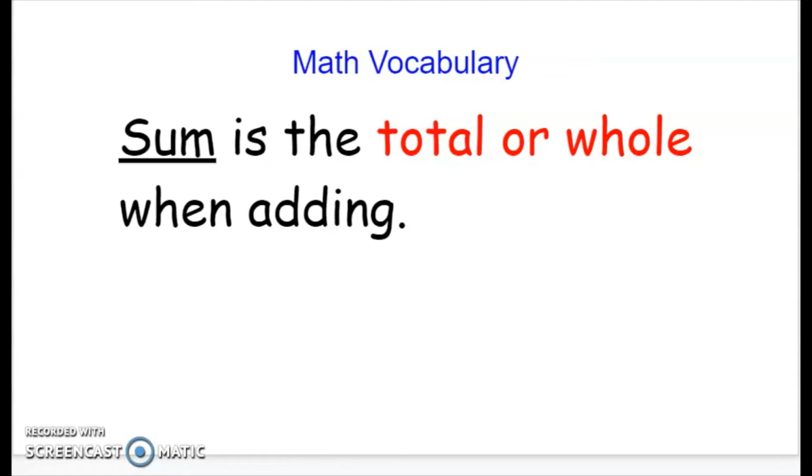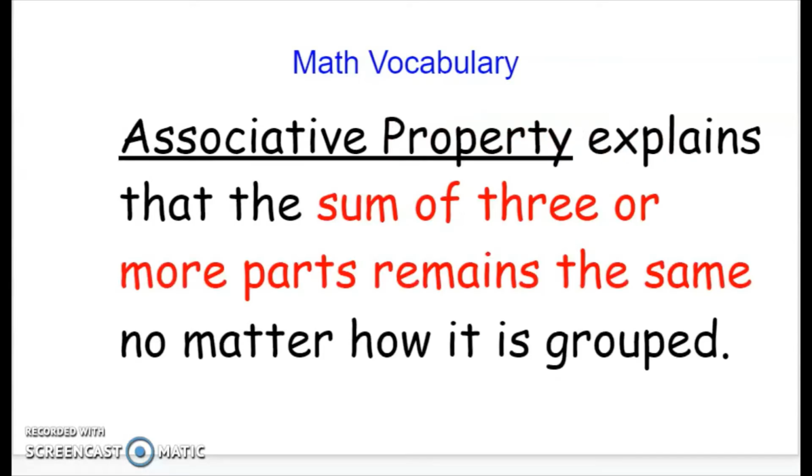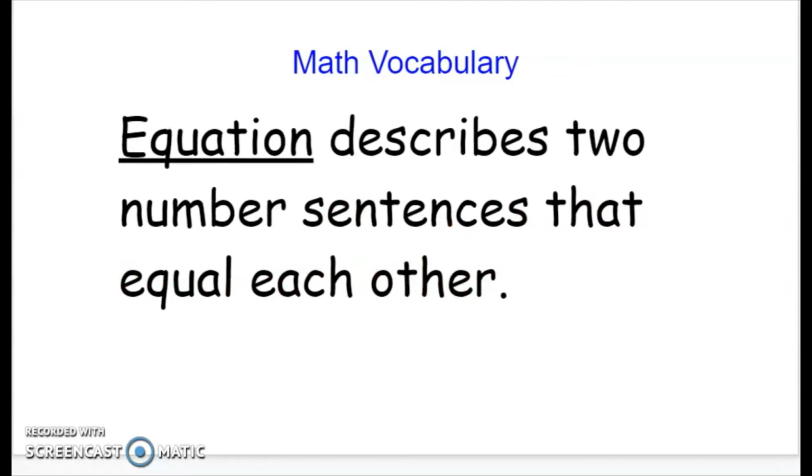Alright, my friends, let's go straight into the vocabulary review. Sum. Sum is the total or whole when adding. Associative property. Associative property explains that the sum of 3 or more parts remains the same no matter how it is grouped. Equation. Equation describes two number sentences that equal each other.